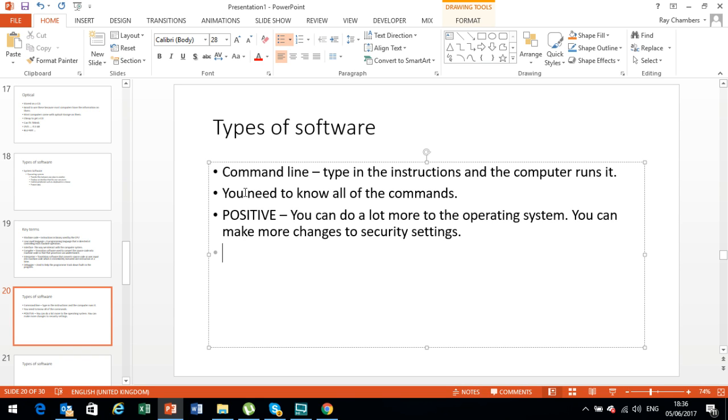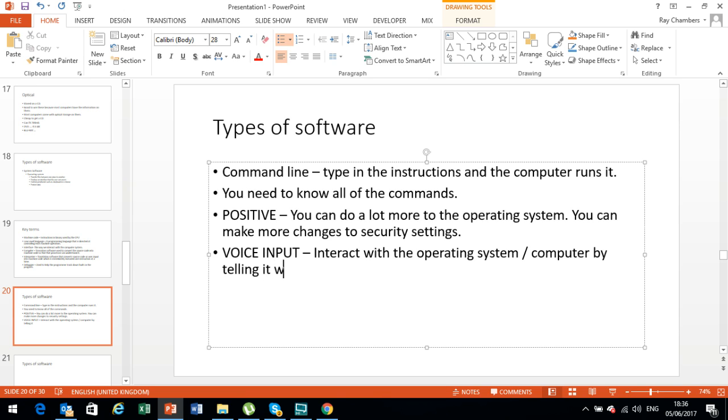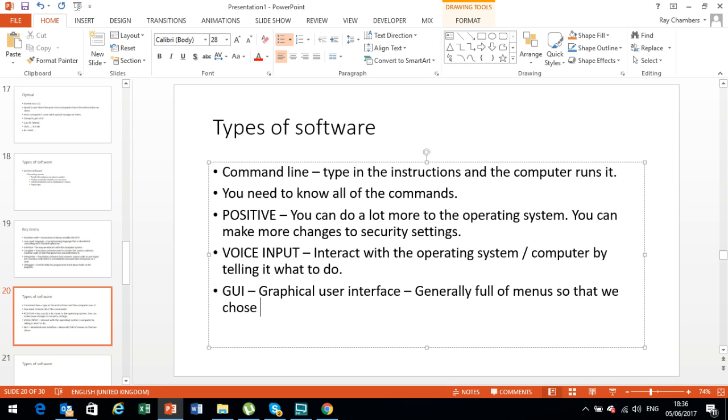You've also got voice input. Interact with the operating system or computer by telling it what to do. Think about it, we do this with our phones sometimes, like Siri. You've also got a GUI, a graphical user interface, generally full of menus so that we can choose what we want. Negative, drawback, you're restricted to whatever menus you are given. So that's something to bear in mind.